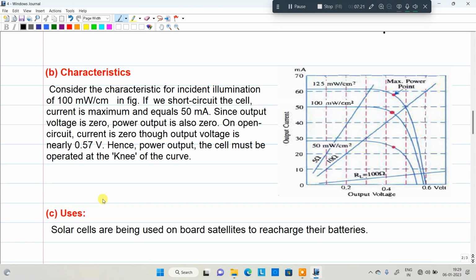Okay, at the last, characteristics. One question from the previous year question paper: where do you get the maximum power in case of solar energy? The power output of the cell must be operated at the knee point of the curve, so then we will get the maximum. So this is one of the previous questions.